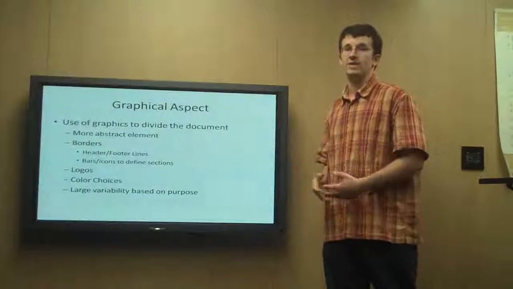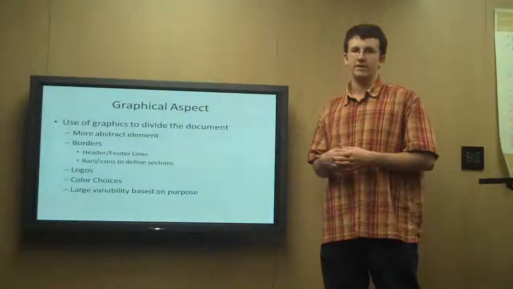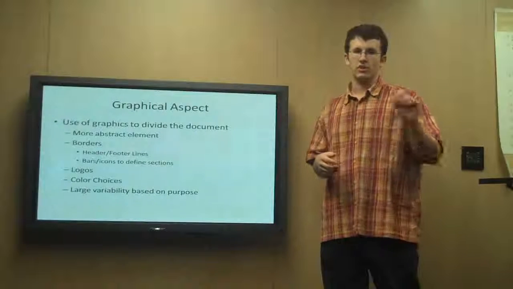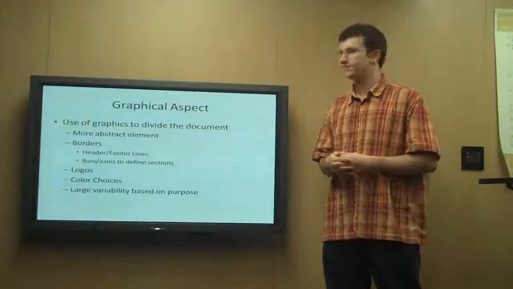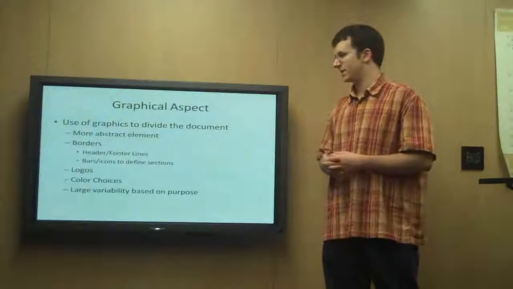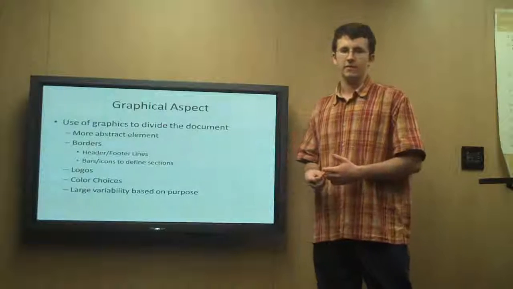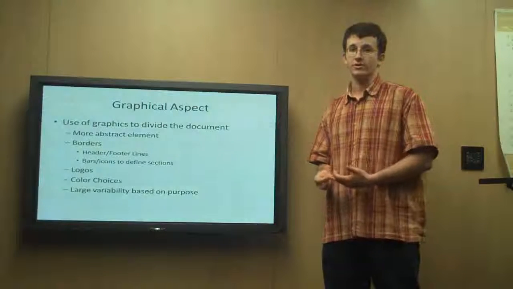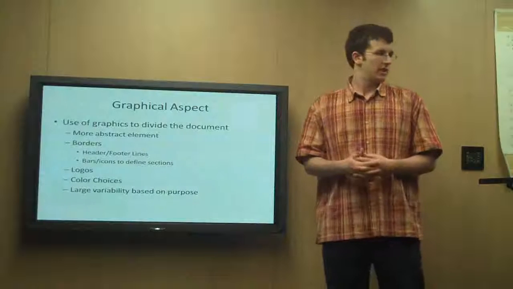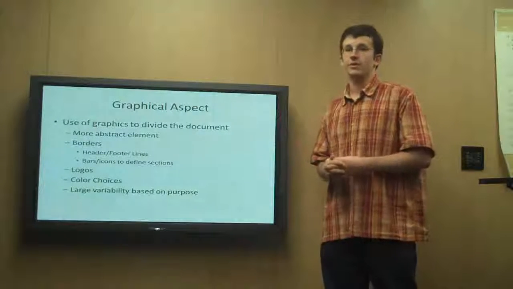I'm sure many of you have had textbooks where you'll have a box surrounding different graphs or figures, or also a large underline across technical definitions. That's an example of using graphical aspects to define your sections. Logos between pages are going to be another type of this aspect, as well as color choices between your text. There's a large variability in this particular section based on purpose.